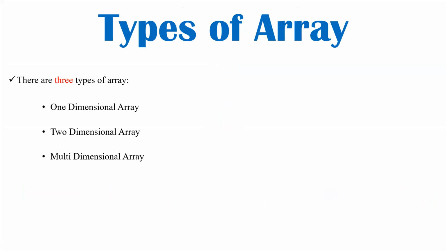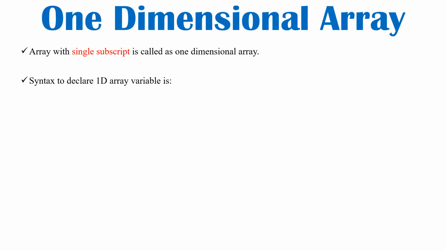We have three types of array: one-dimensional array, two-dimensional array, and three-dimensional array, based on how many subscripts the array variable is associated with. What is meant by one-dimensional array? An array with a single subscript is called a one-dimensional array. An array variable with one square bracket is called a single subscript. So a single subscript array is called a one-dimensional array.